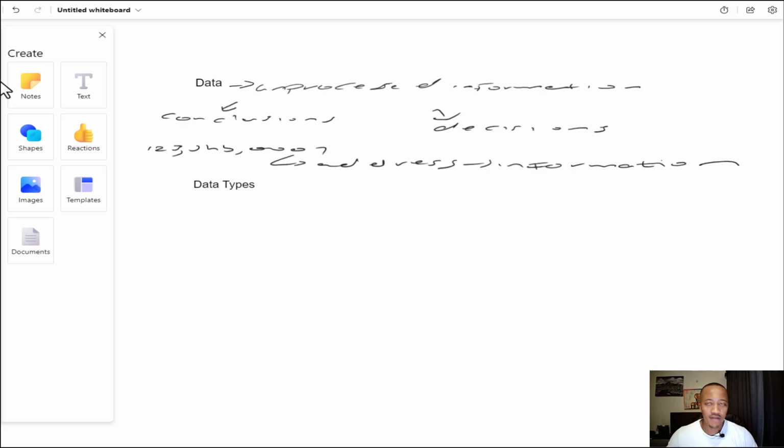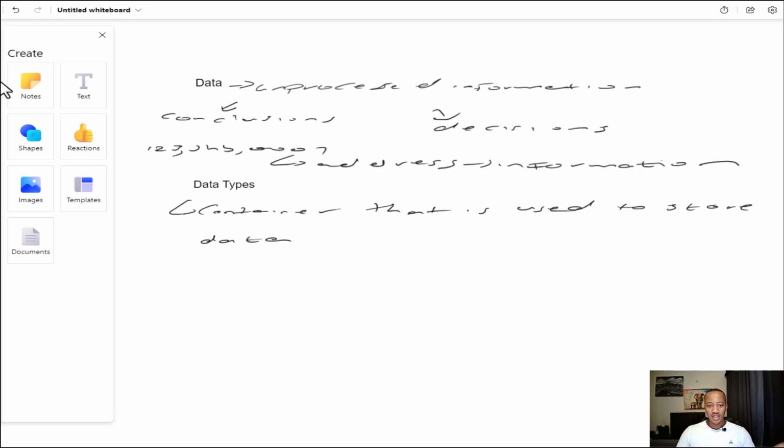Okay? Then we have data types. So data types are basically containers. A container that is used to store data. That's all it's used for. It's used to store data. Okay? Why do we need data types? So that we can sort out the data and we should know how we need to process it.